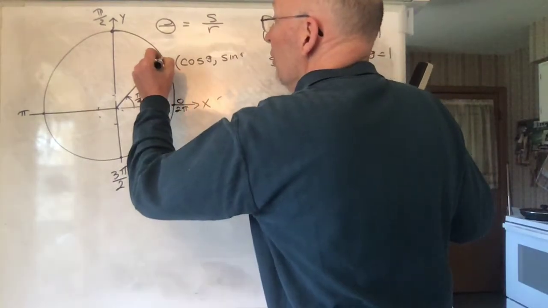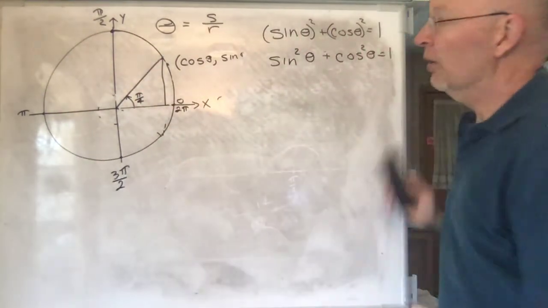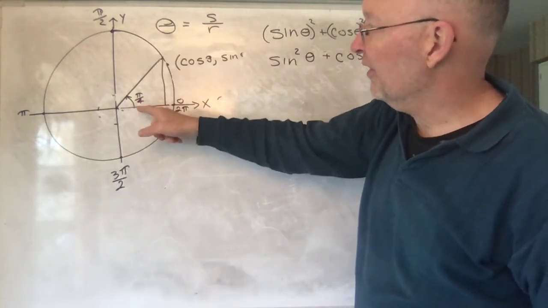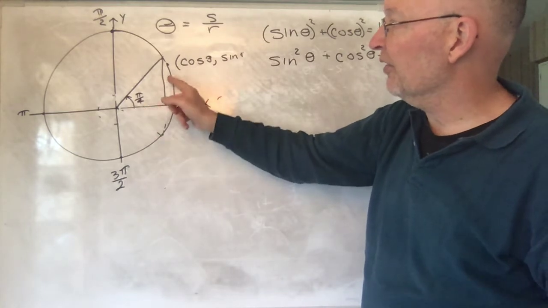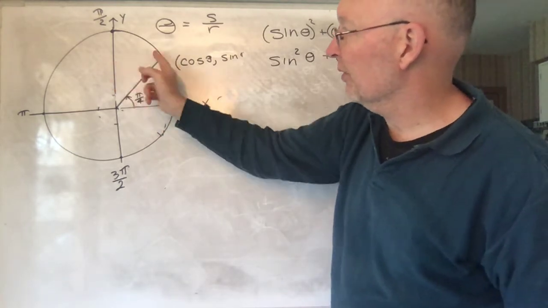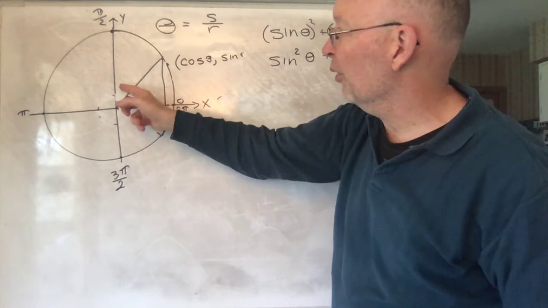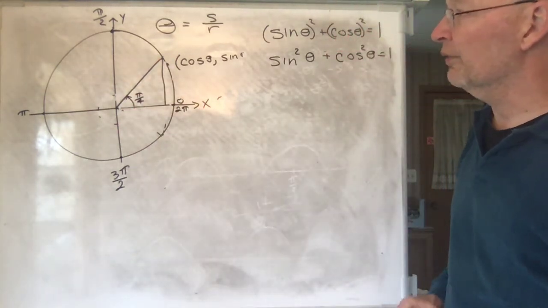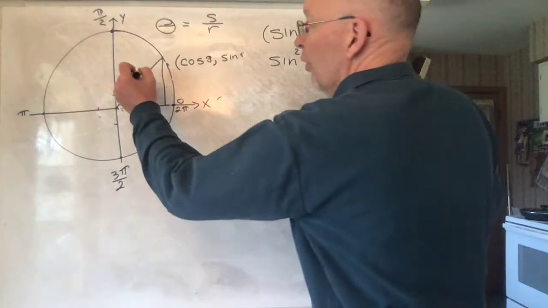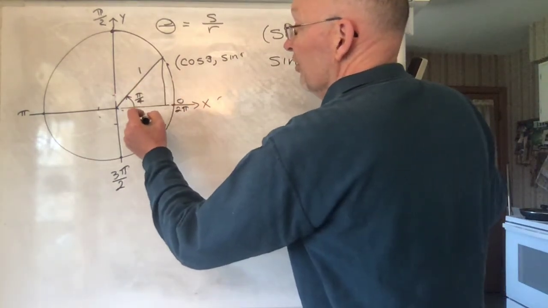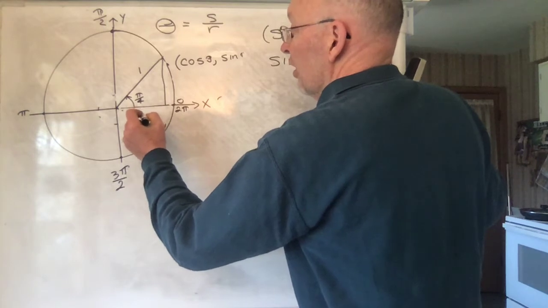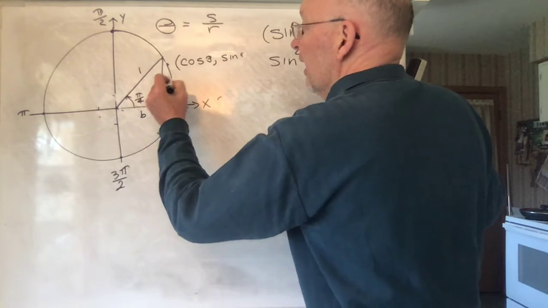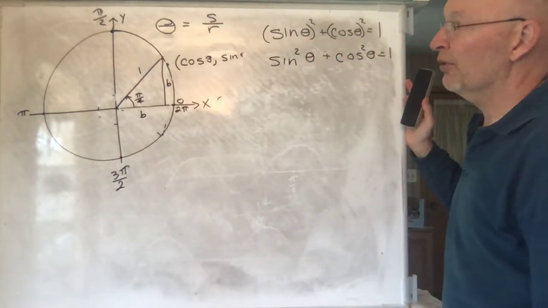It's easy enough to do from symmetry. Okay, at 45 degrees, or pi over 4, this length is exactly the same as this length, just from symmetry, because it doesn't matter whether it's this pi over 4 or this pi over 4. You're going to get the same kind of triangle either way. So, of course, we know that this is 1. So let's just call this B, and this is a B. And so both of those lengths are B.